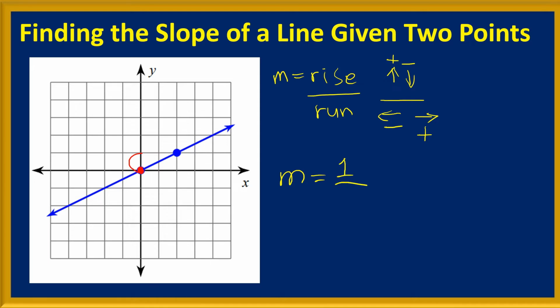Then, from this point, move tayo to the right. So tingnan natin kung ilan yung gagawin nating movement. So 1, 2. So nag-move tayo ng dalawang beses to the right. So therefore, it's positive 2. So ang slope natin is m equals 1/2, or our slope is equals to 1/2.